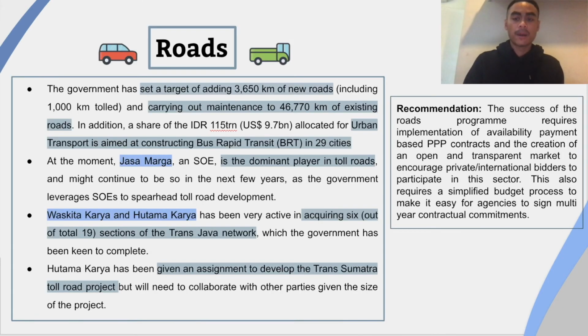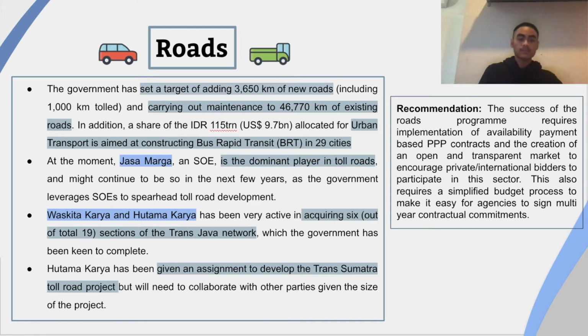So moving on to the roads infrastructure. The government has set a target of adding 3,650 kilometers of new road, and carrying out maintenance on 46,770 kilometers of existing road. There's also a share of about 9.7 billion US dollars allocated for urban transport, aimed at constructing bus rapid transit, or BRT, in 29 cities.